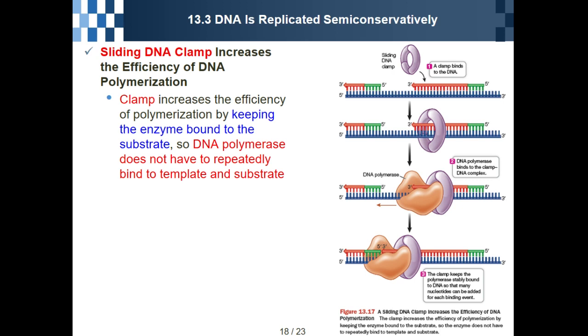Okay. So what is the component to increase the efficiency of DNA polymerization? What is it? Sliding DNA clamps. Okay, there will be some question in the midterm exam. I can ask you a simple question. You have to write down sliding DNA clamps, okay?